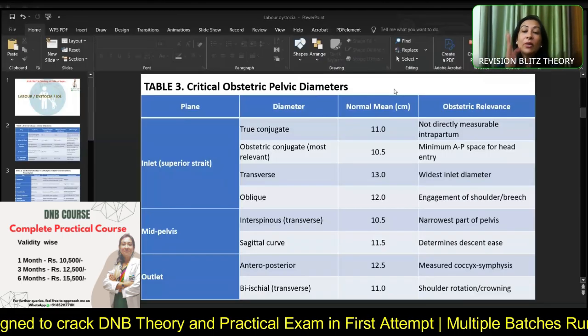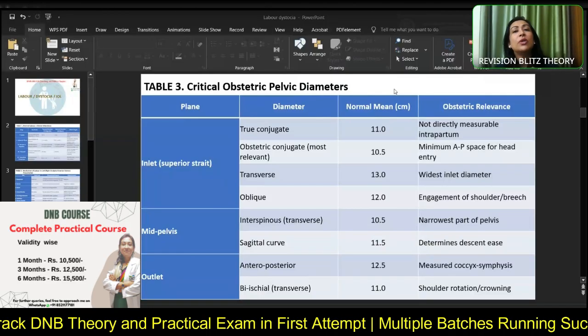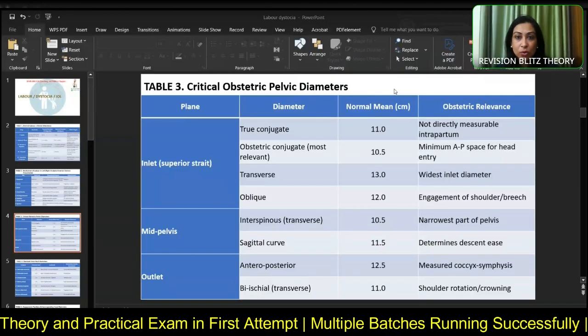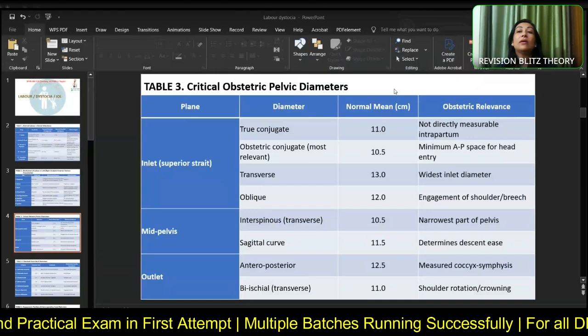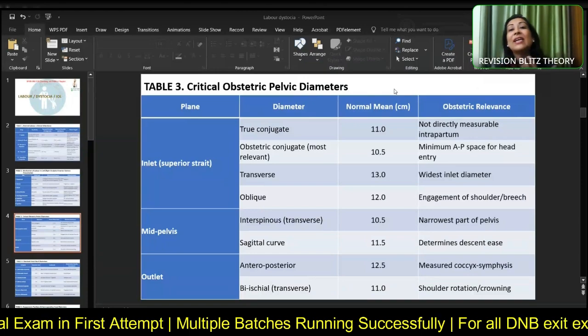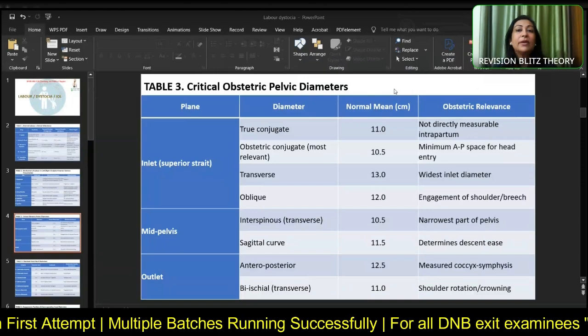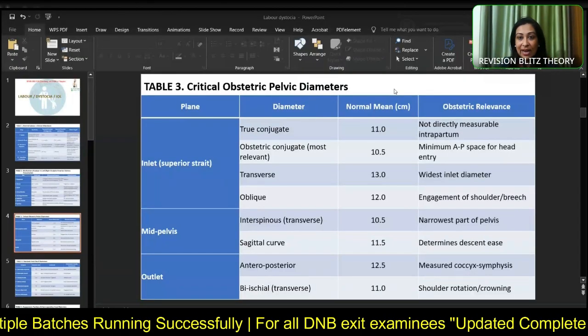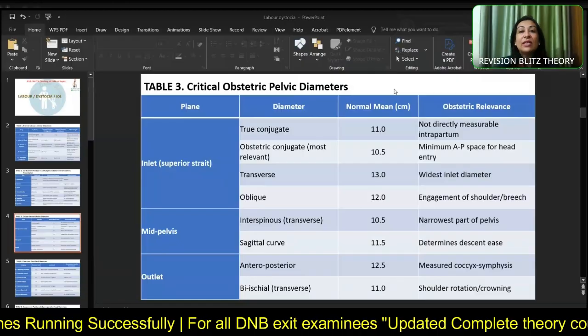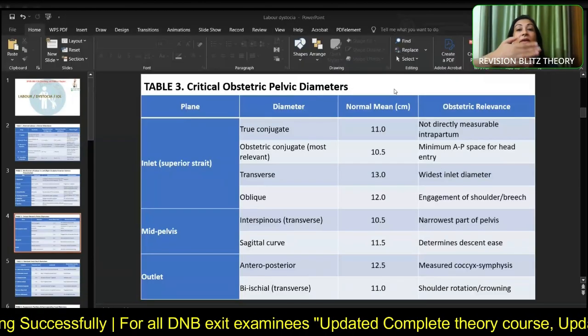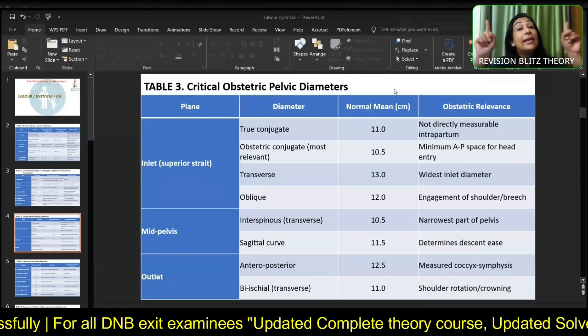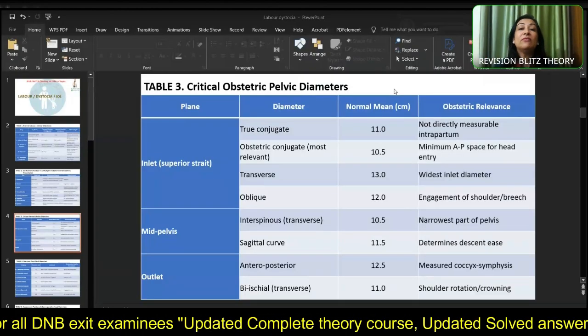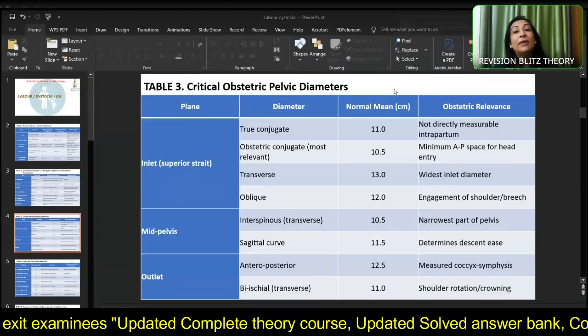When you're talking about anteroposterior diameter, it's usually the true conjugate, diagonal conjugate, obstetrical conjugate. That also you should know. But here we are not sitting to discuss diameters. I'm just telling you in a nutshell, because we're talking about normal labor and normal fetal positions. Remember, 11, 12, 13. That means 11 is the anteroposterior diameter, 12 is the oblique diameter, and 13 is the transverse diameter of the inlet.